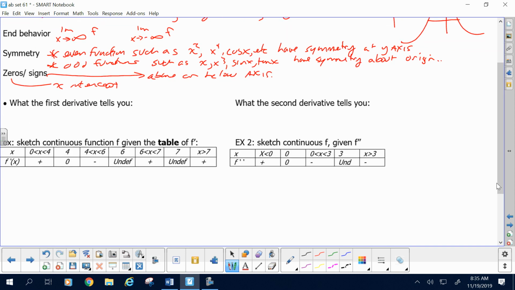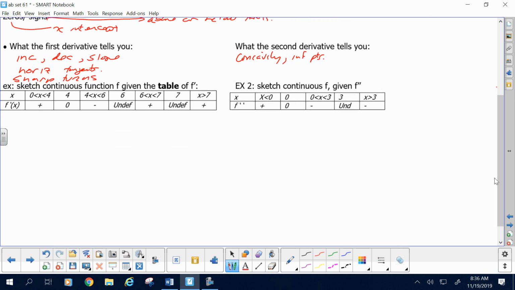What does the first derivative tell you about a graph? Increasing, decreasing slope, that's true. Horizontal tangents, sharp turns. Derivative tells you a lot. What about the second derivative? What does it tell you? Concavity. Are the slopes increasing or decreasing? Inflection points also are indicated in the second derivative. All right. So then, let's talk about curve sketching.